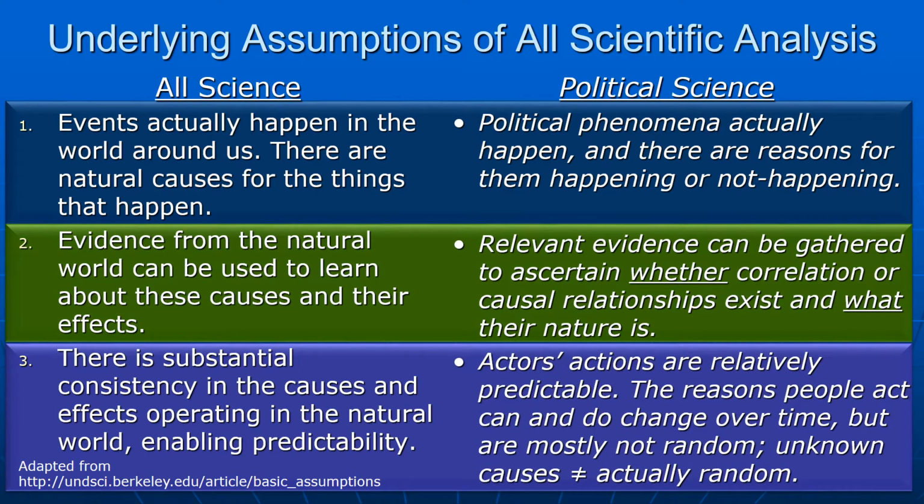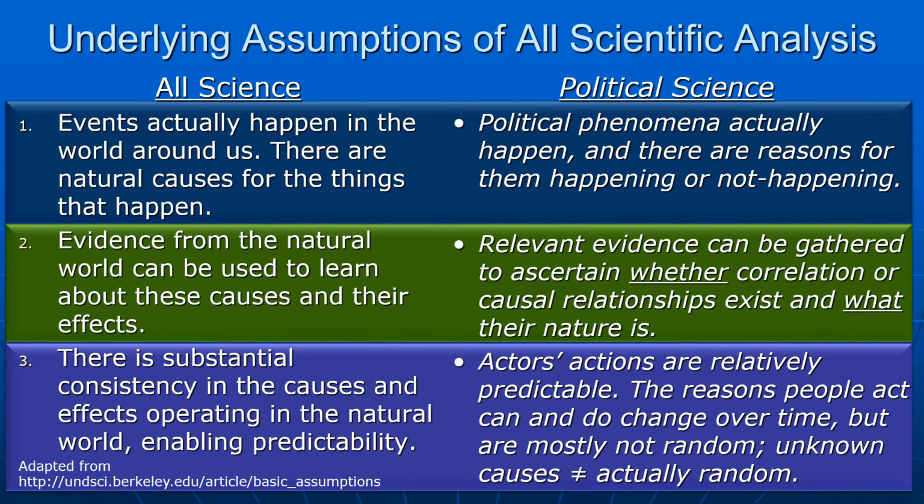And then finally, in the same way that we think that there's, in the natural world, substantial consistency in causes and effects, we also think that when we're studying political behavior, the actors' actions, presidents' actions, members of Congress's actions, governors' actions, voters' actions, candidates', nations' actions, they're relatively predictable. The reasons that people and organizations act do change, but they're also fairly predictable.